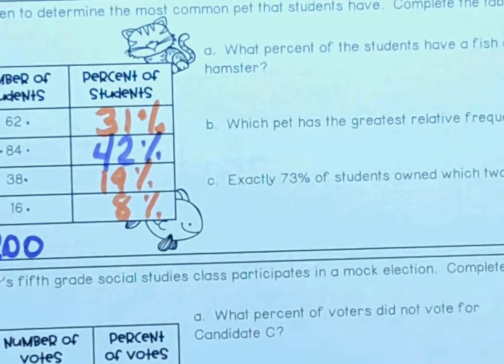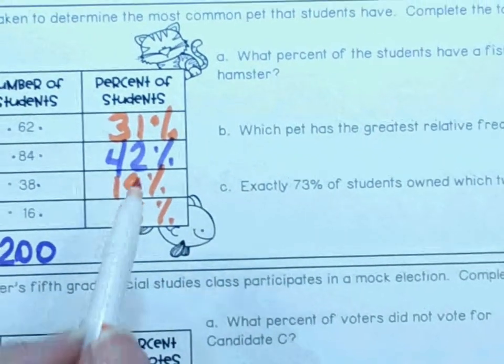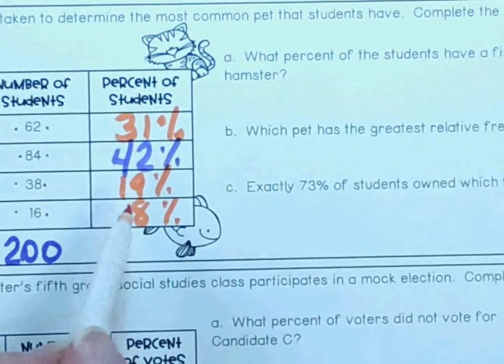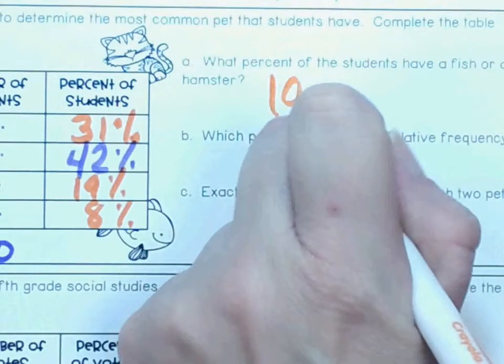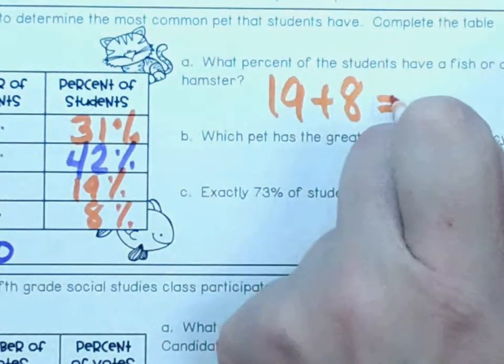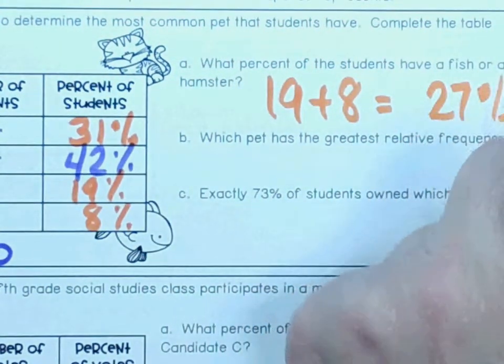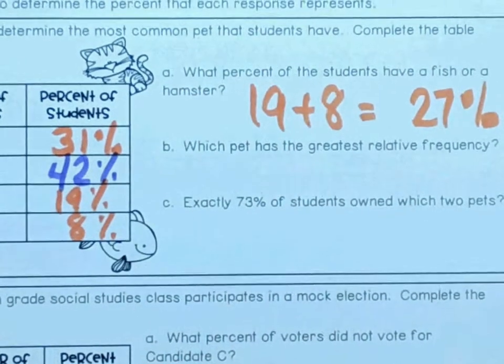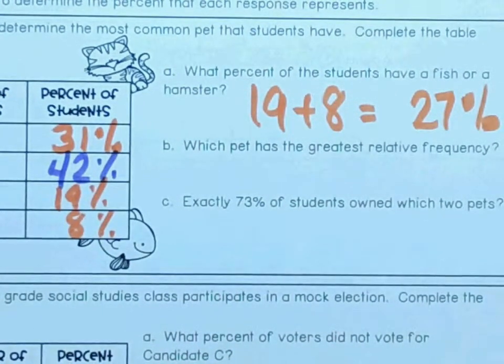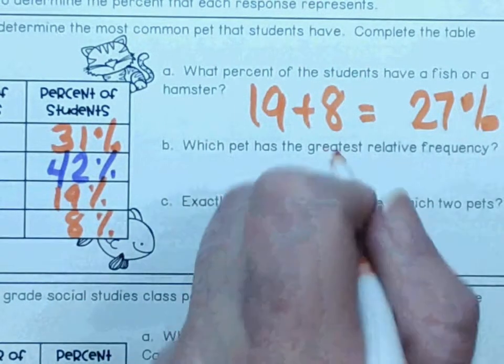Letter A, what percent of the students have a fish or a hamster? So I would just add these two right here. What's 19 plus 8? 27. So 27% have a fish or a hamster. Which pet has the greatest relative frequency? So that's the greatest percent or the greatest number? The dog.